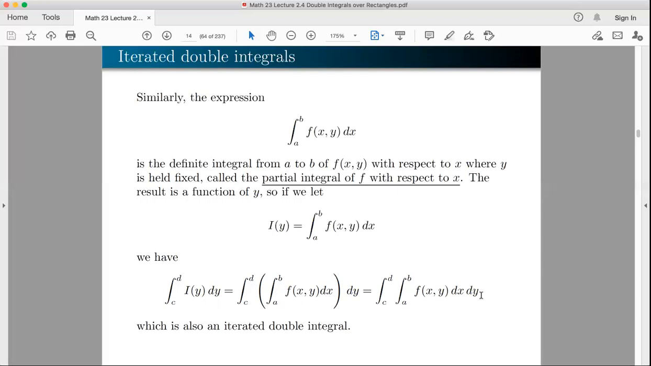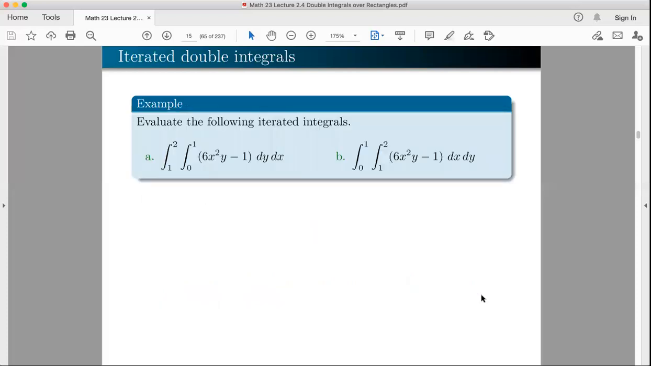Okay? So how do we relate these iterated double integrals with the volume? We will look at that later on, but for now, let us have some examples. So evaluate the following iterated integrals. For the first one, we integrate the inside integral first. So we fix x, we evaluate the integral with respect to y.